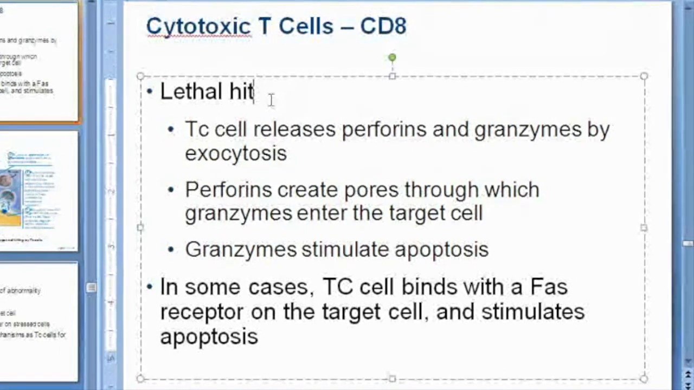A lethal hit involves basically two types of chemicals. The first chemical is called a perforin. You'll see it spelled in the picture as well. The second chemical is called a granzyme. Zyme means it's an enzyme. It can degrade the inside of the cell. Perforin sounds like perforate. It actually pokes holes in the cell.